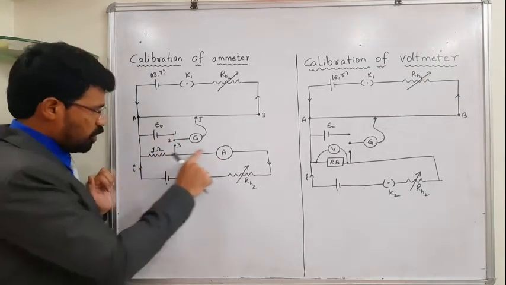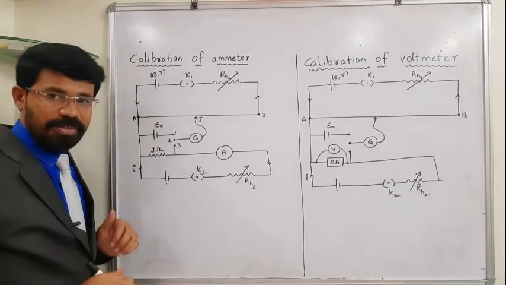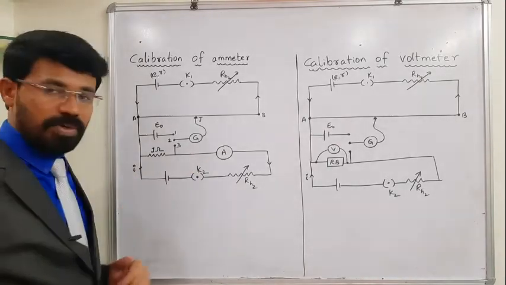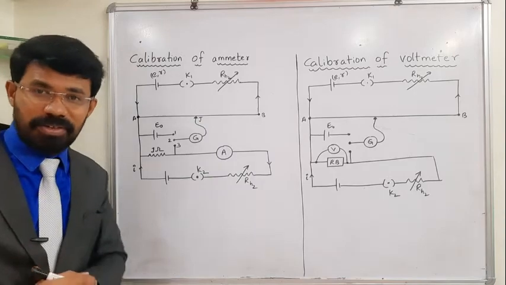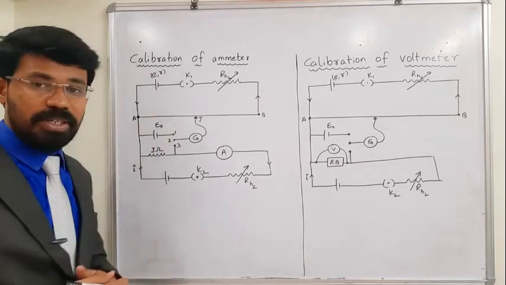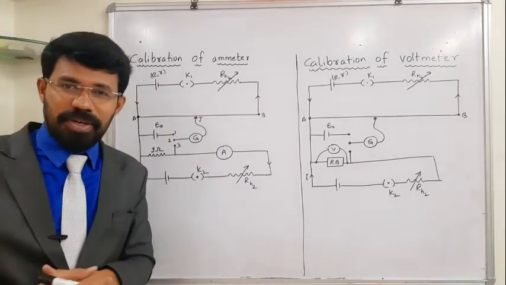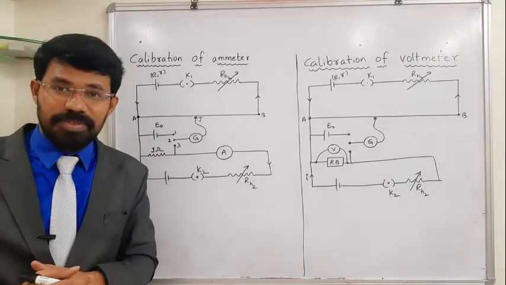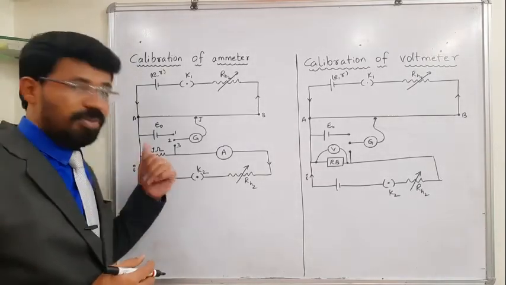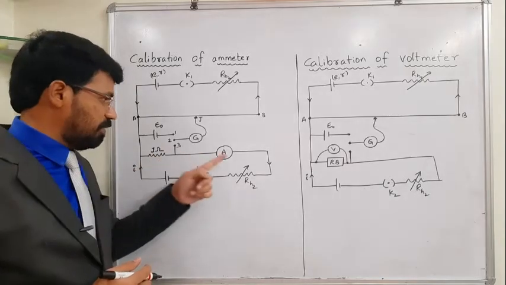How much current is shown by this ammeter? It is showing that the current passing through this circuit is equal to I, but we don't know whether it is accurate or not. With the help of a potentiometer, we will be able to identify the accurate value of current passing through this resistance.